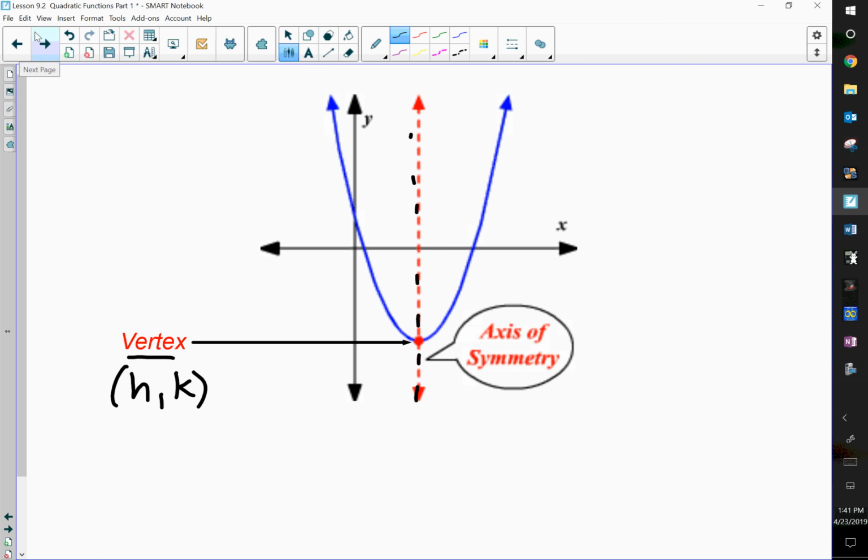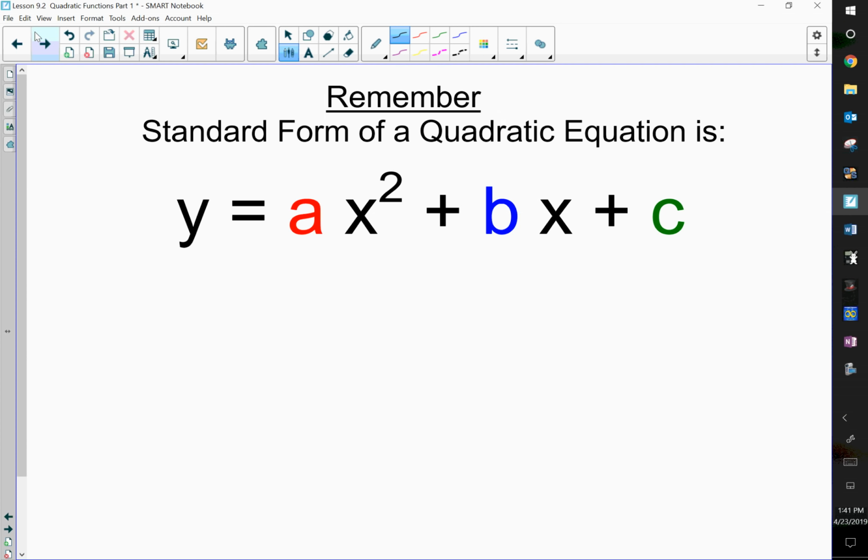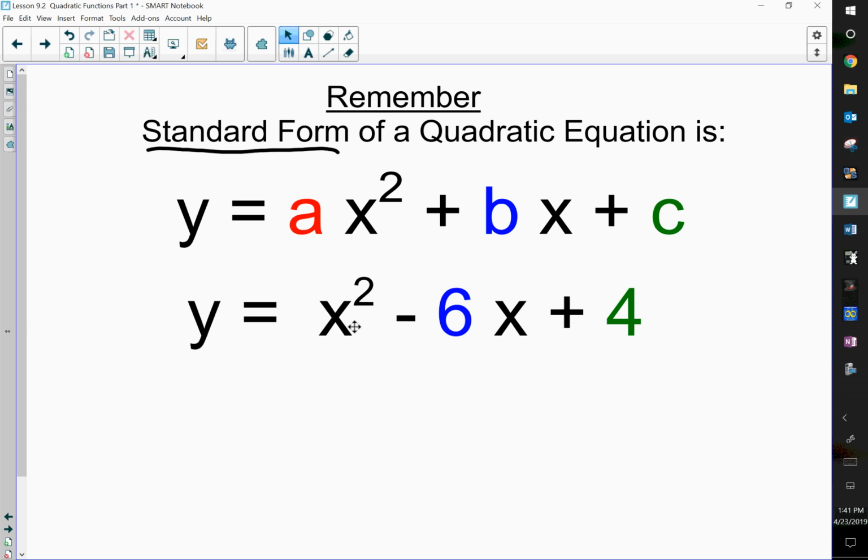Today we're going to look again at quadratic functions, only we're going to look at them in standard form. So we talked a little bit about this yesterday, where y = ax² + bx + c is the standard form of a quadratic equation. And it might look easier for you if I write it with actual numbers. So this equation, y = x² − 6x + 4, is a quadratic equation written in standard form. What you need to do first is identify the numbers in front of each of the letters. These are the coefficients a, b, and c.